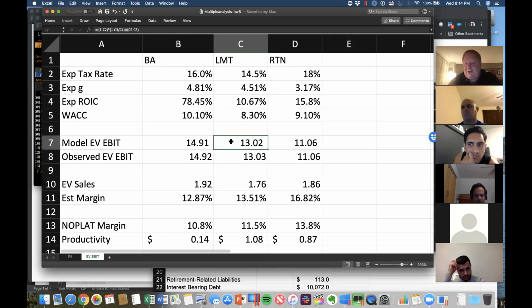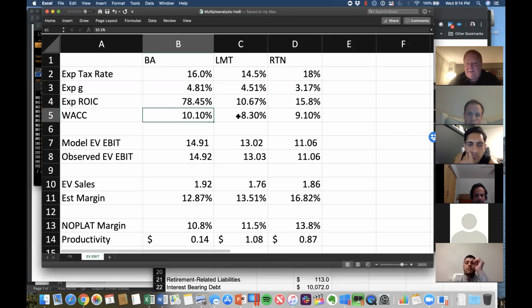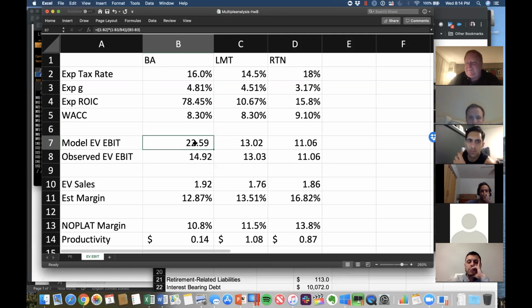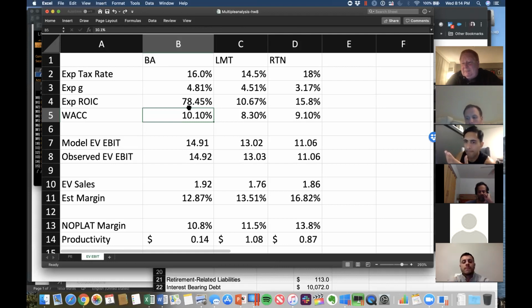But here's what I was also hinting at earlier. Look at this. If Boeing had the same cost of capital, the same risk as Lockheed Martin, watch what happens to that multiple. So even though they have a high spread, Boeing has an amazing spread using either number, the number I had in there or this number, one of the best spreads of the industry. Up until recently with the 737 problems, they were very productive and very profitable.